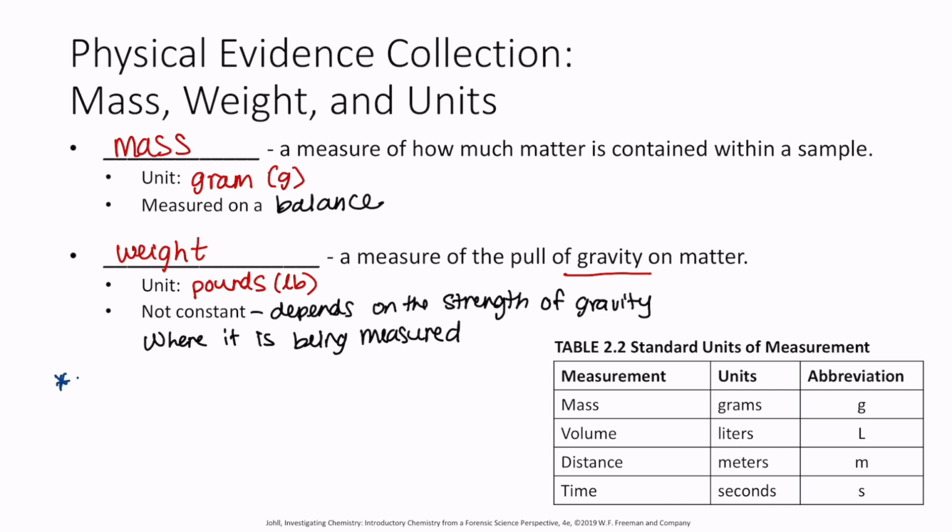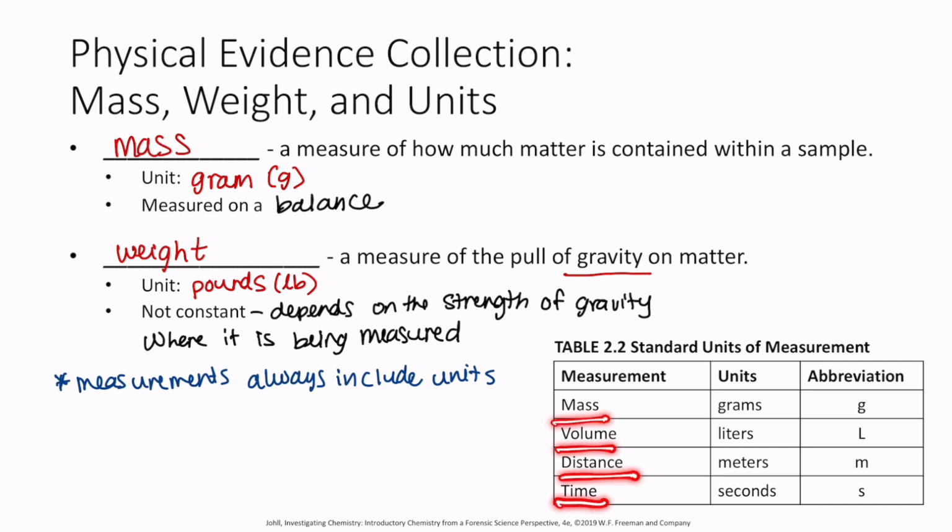Now, measurements always include units. And units are the little symbols that come after a number. So here are some common measurements. We have mass, volume, distance, and time. And here are some common units for those substances.